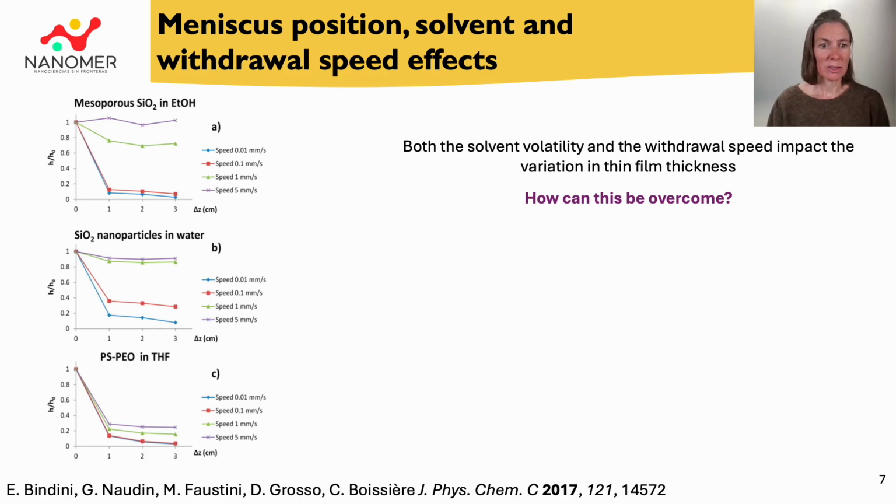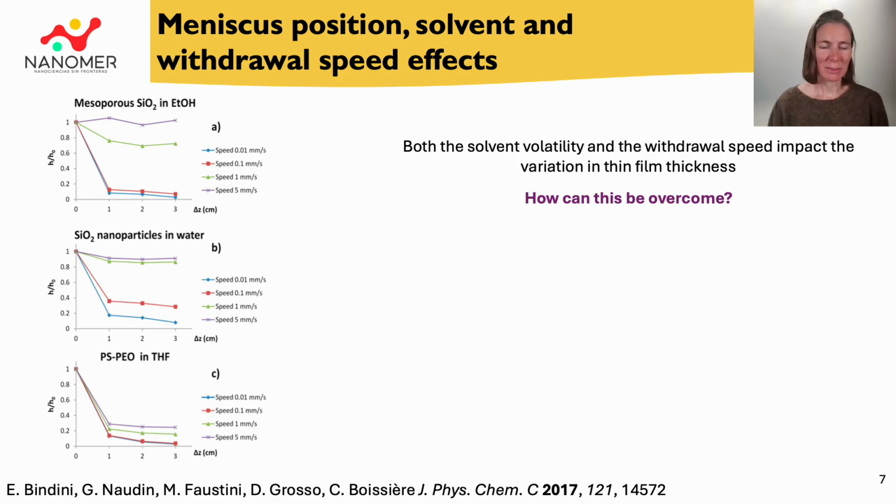When we went to a solvent, water, that had lower evaporation rate, so a slower buildup of solvent vapor, we can see that the speed had less of an impact. At speeds of 1 millimeter per second and 5 millimeters per second, we had homogeneous films. And if we went to a solvent on the other extreme, THF, which evaporates much more easily than ethanol, no matter which speed the authors used, they were incapable of making a homogeneous thickness across their film.